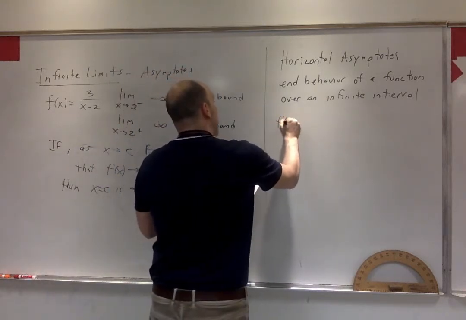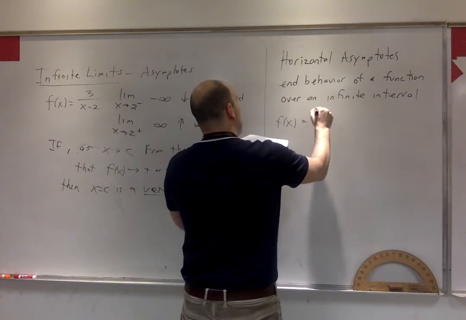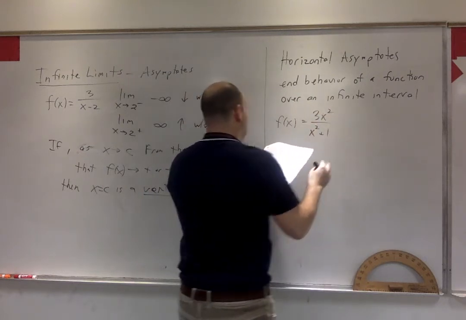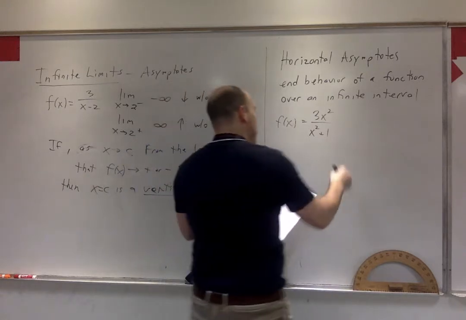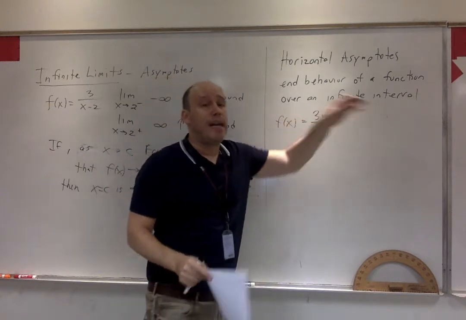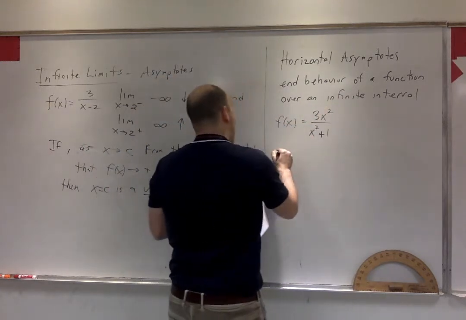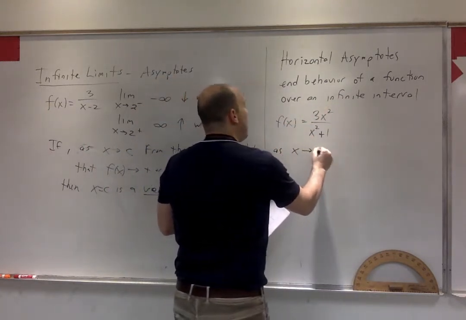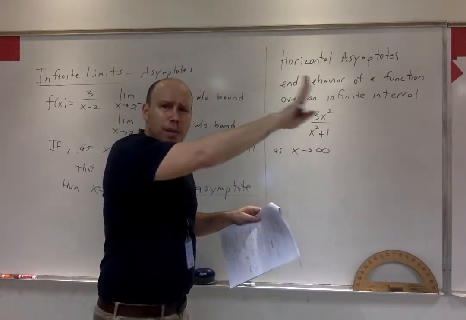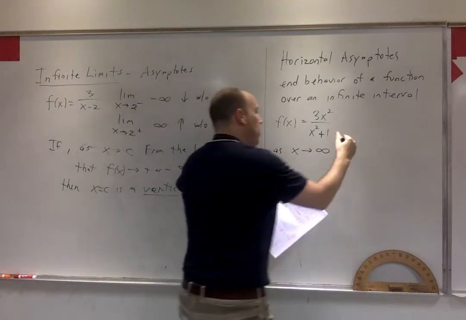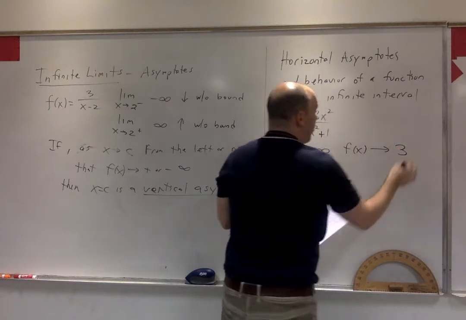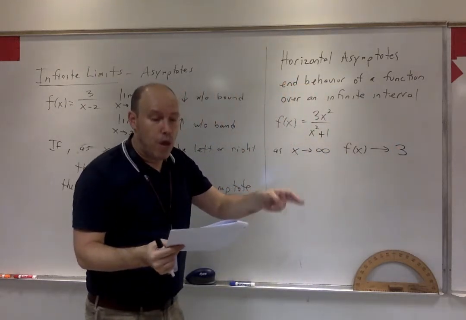So let's look at f of x equals 3x squared over x squared plus 1. The question is, what's going on with this function as we go out to infinity? Well, as x goes to positive infinity, or negative, but let's check with the right side, this function approaches 3.